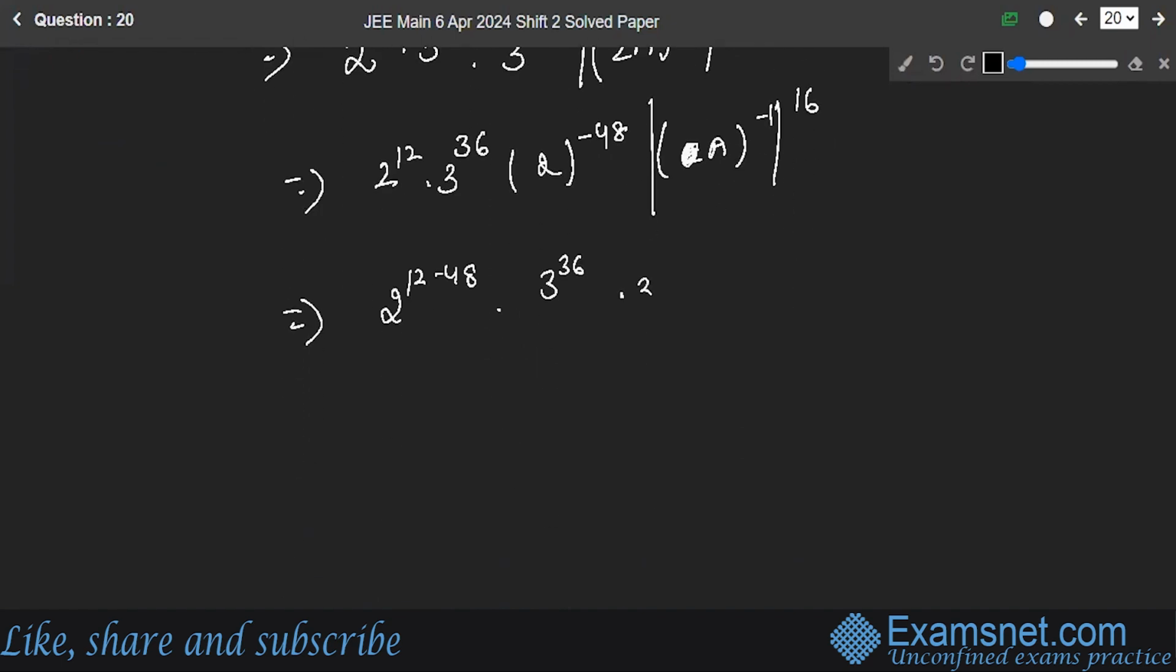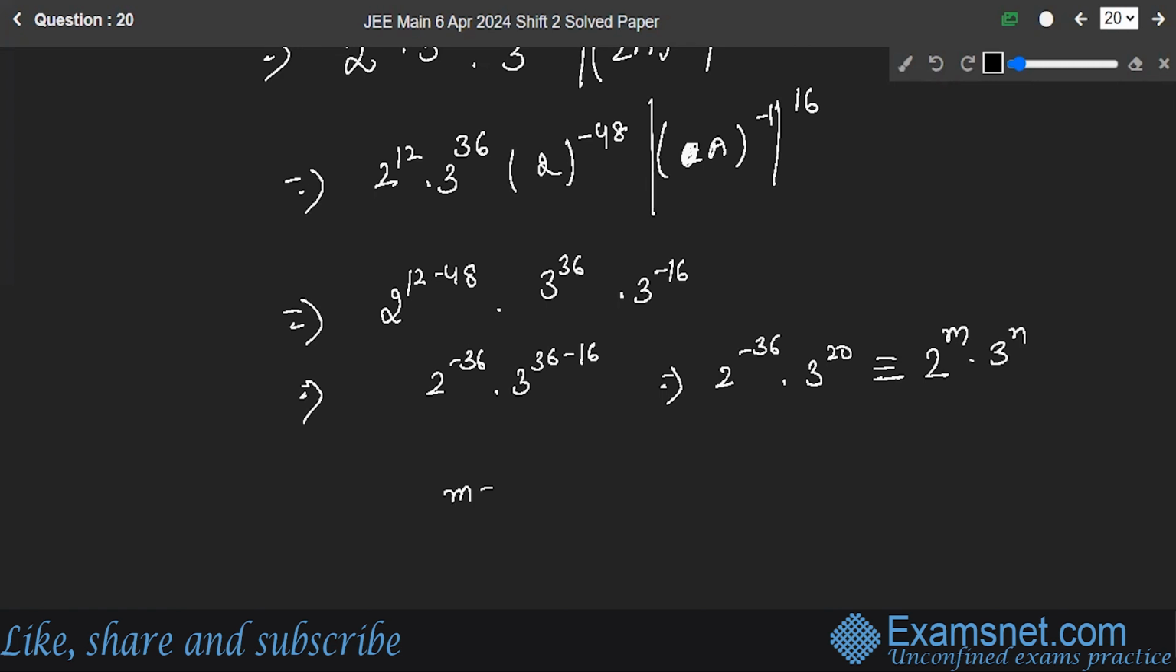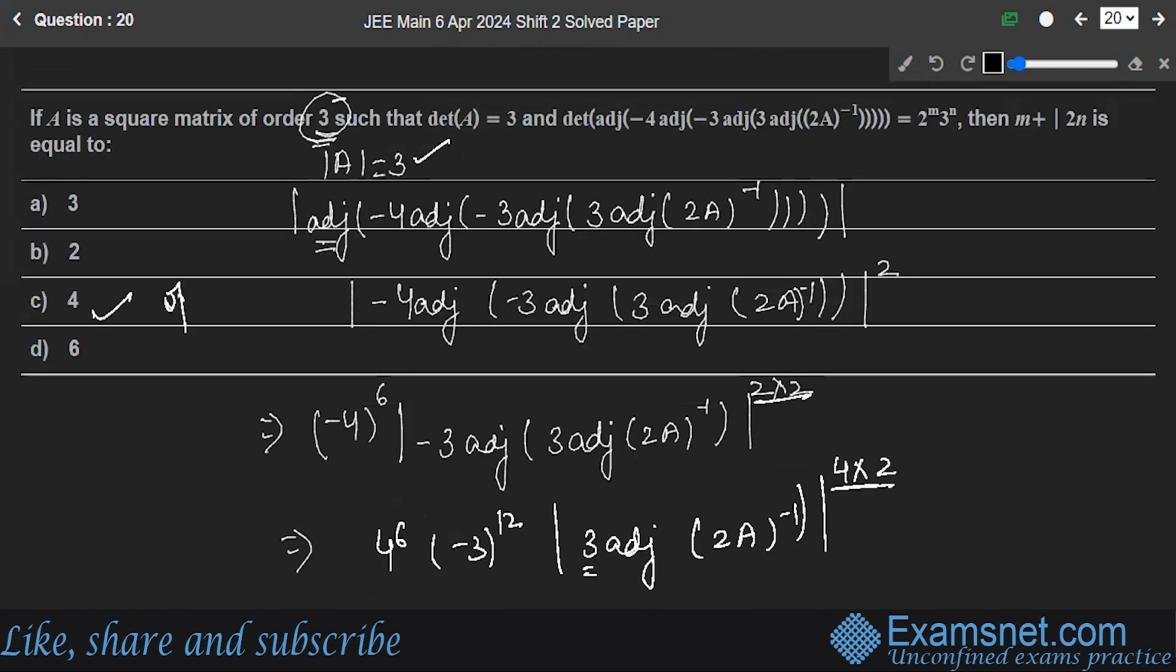So this will be into 3 power minus 16, because this is A inverse, and this will be 2 power minus 36, 3 power 36 minus this, 2 power minus 36 into 3 power 20. Now, according to the question, this is equivalent to 2 power m and 3 power n. So you have m is equal to minus 36 and n is equal to 20. What you have to find out in the question was m plus 2n. So minus 36 plus 40, this gives me 4 as the answer. So option C is the correct answer.